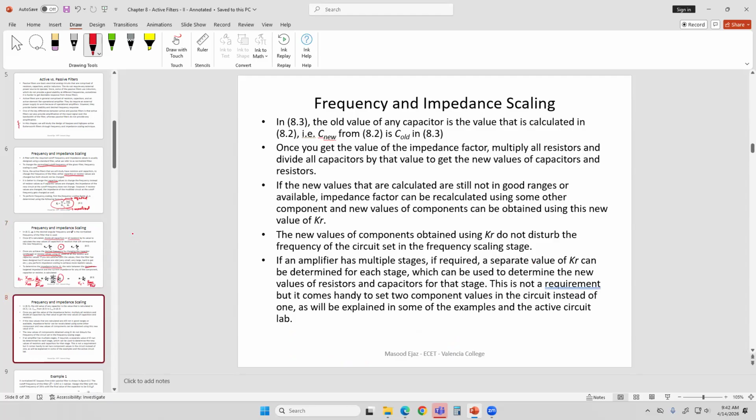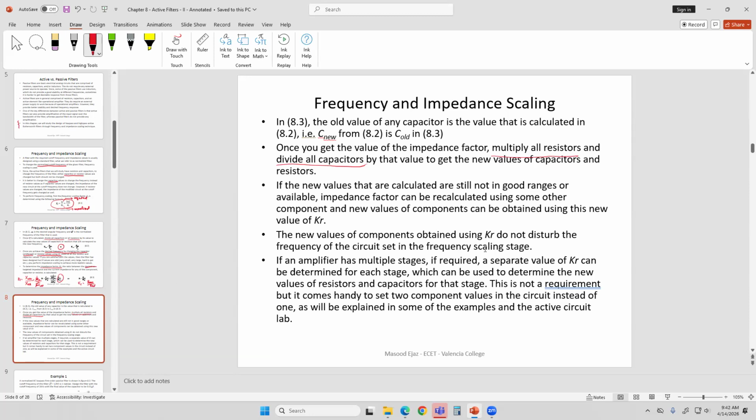Once you get the value of the impedance factor, multiply all resistors and divide all capacitors by that value to get the new values of capacitors and resistors. So multiply all resistors and divide all the capacitors. If the new values that you calculated are still not good, then the impedance factor can be recalculated using some other component, and new values of components can be obtained using this new value of Kr. You're going to see when we do the examples.